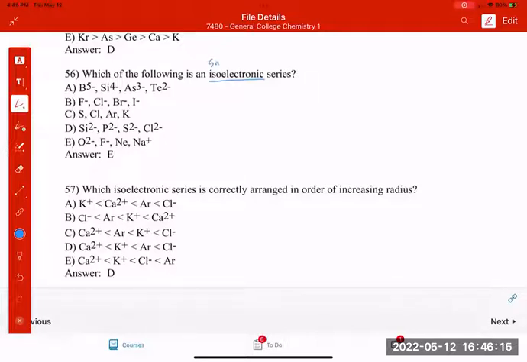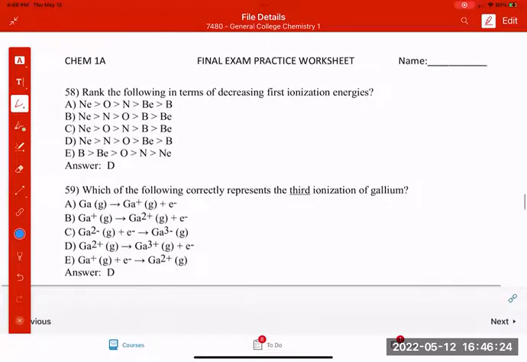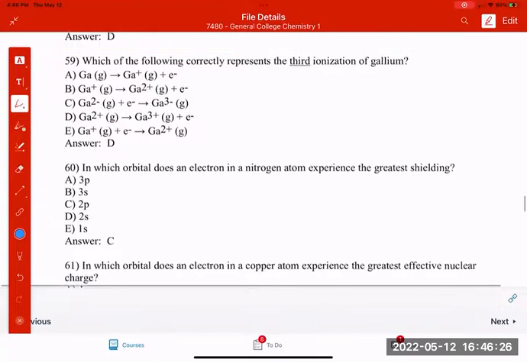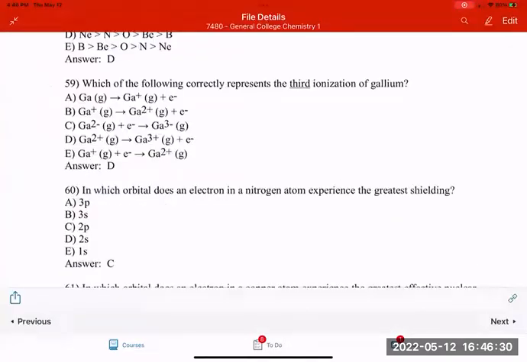Isoelectronic means same number of electrons. So that's what you have to count, okay? So all this is ionization energy and all that. Now here, another thing, third ionization. This is a mistake some students made.